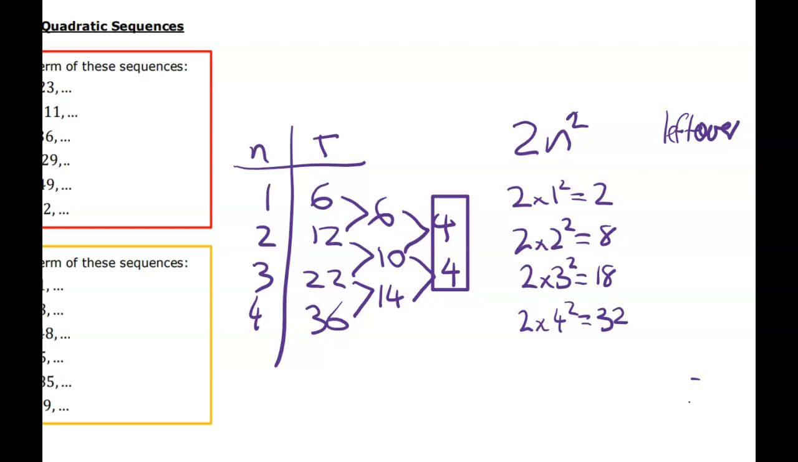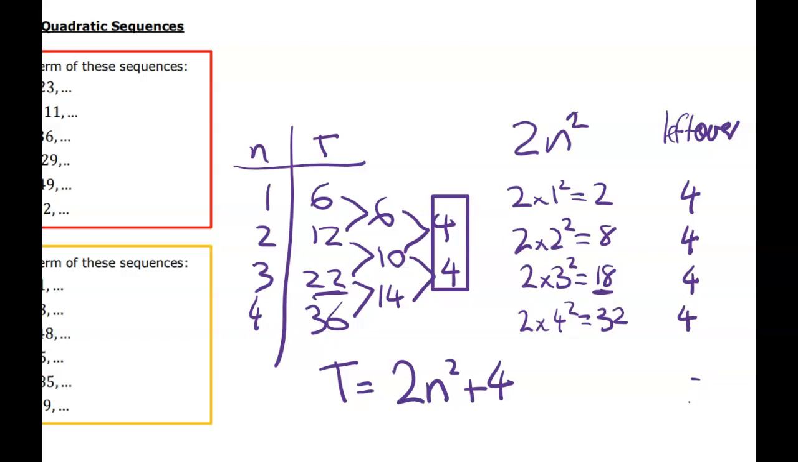Well, we get 6 take away 2, which is 4, 12 take away 8, which is 4, 22 take away 18, which is 4, and 36 take away 32, which is 4. So my rule here is t is equal to 2n squared plus 4.